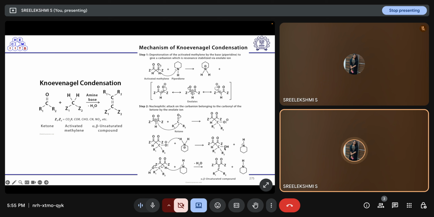Then an elimination reaction can happen, and that can result in the formation of this alkene. So an alpha beta unsaturated compound is forming. So this reaction is known as Knoevenagel condensation. So you may quickly go through this reaction as well as the lecture contents.